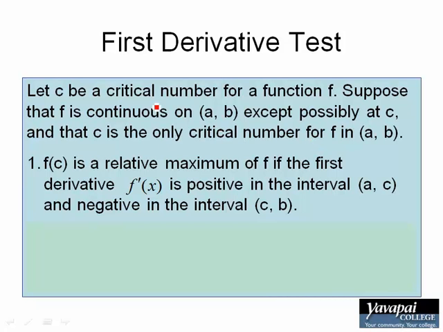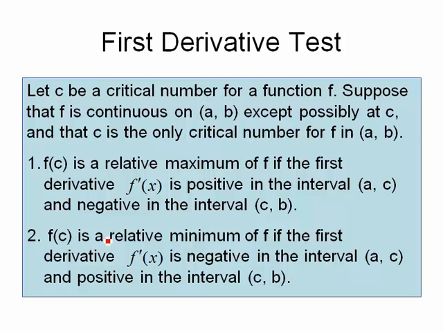Let c be a critical number for a function. Suppose that f is continuous from a to b except possibly at c, and that c is the only critical number for f in that interval from a to b. Now here's the key part. F of c is a relative maximum of f if the first derivative, f prime, is positive on the left-hand side of c and negative on the right-hand side of c. F of c is a relative minimum of f if the first derivative is negative on the left-hand side and positive on the right-hand side.